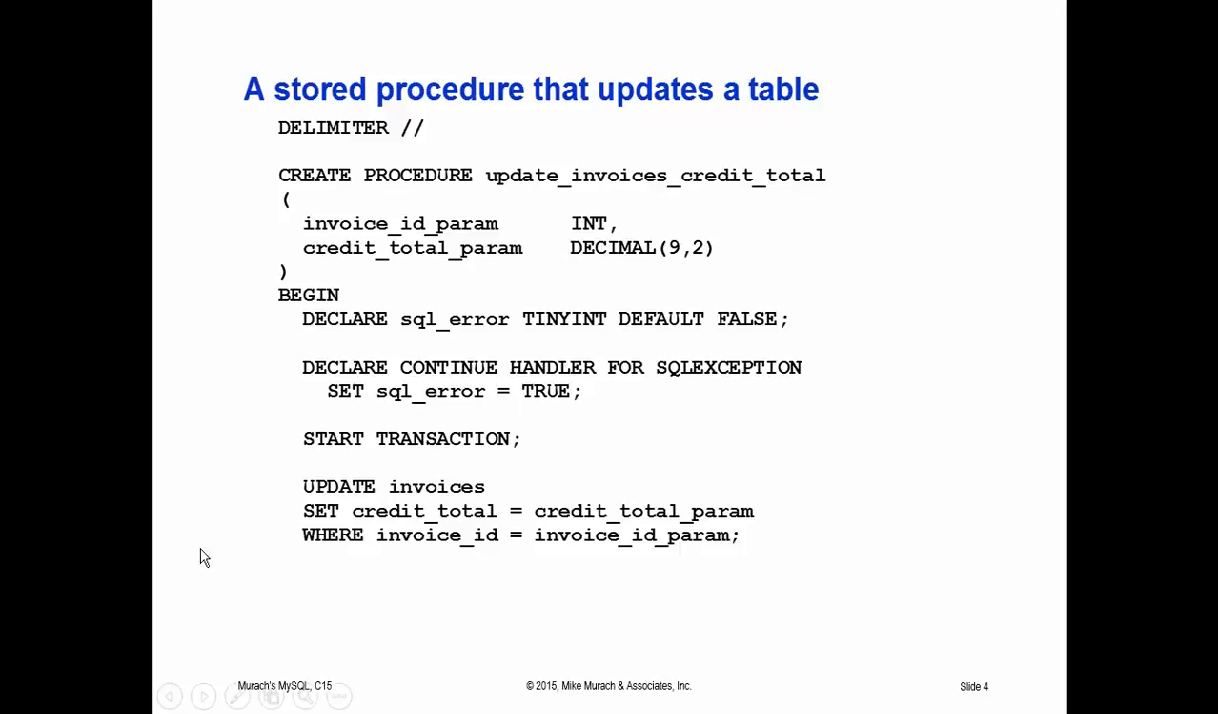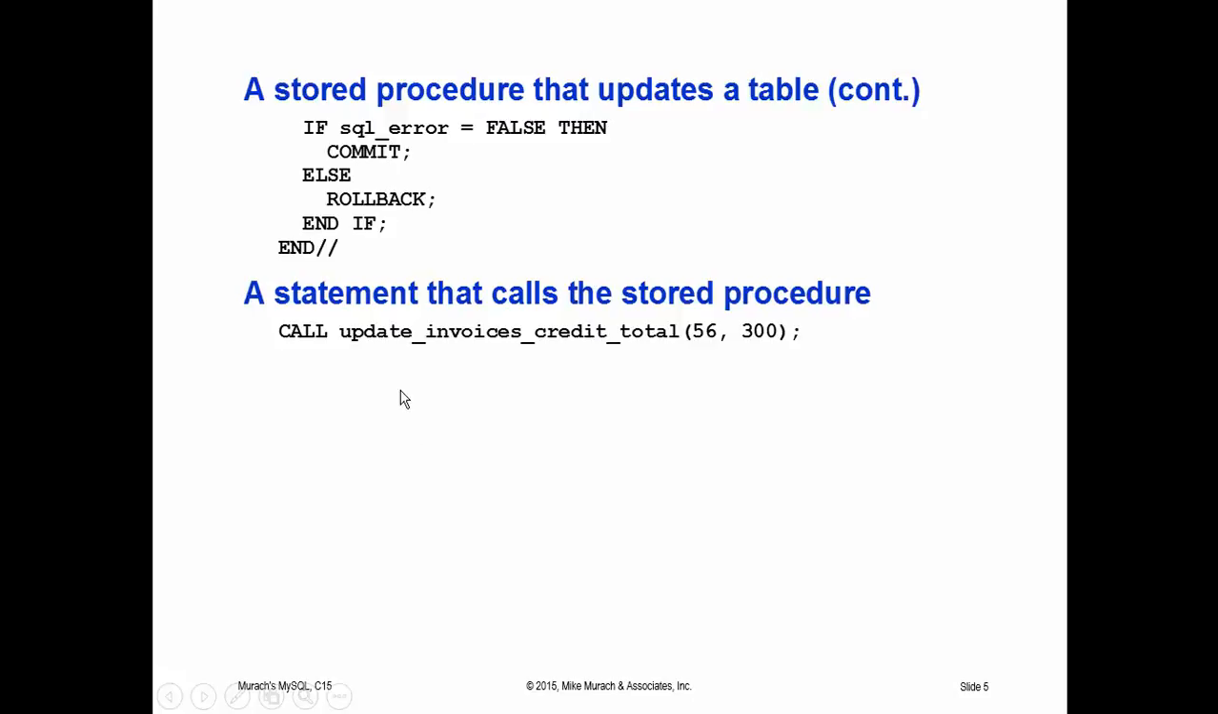And then we start our transaction. Update invoices. We're going to set a credit total where this is the case, and if it worked, commit it. Otherwise, don't. So we say call followed by whatever it is.